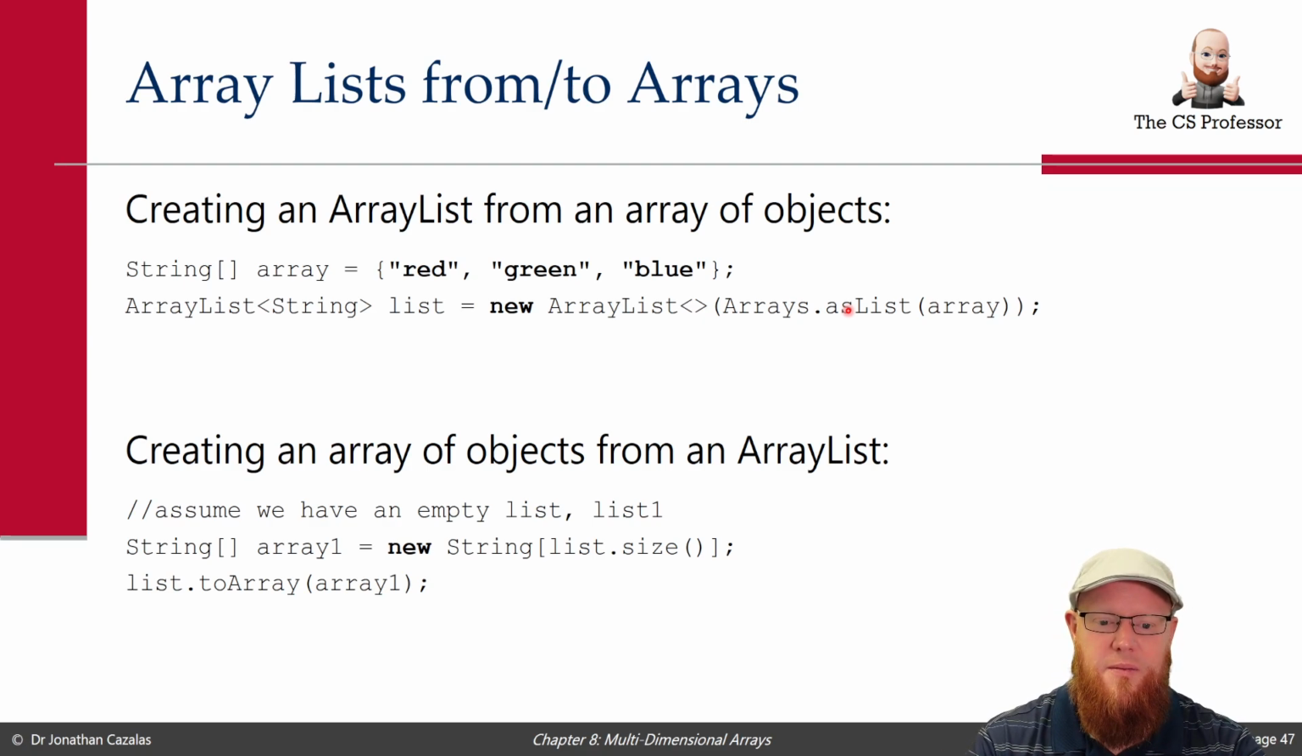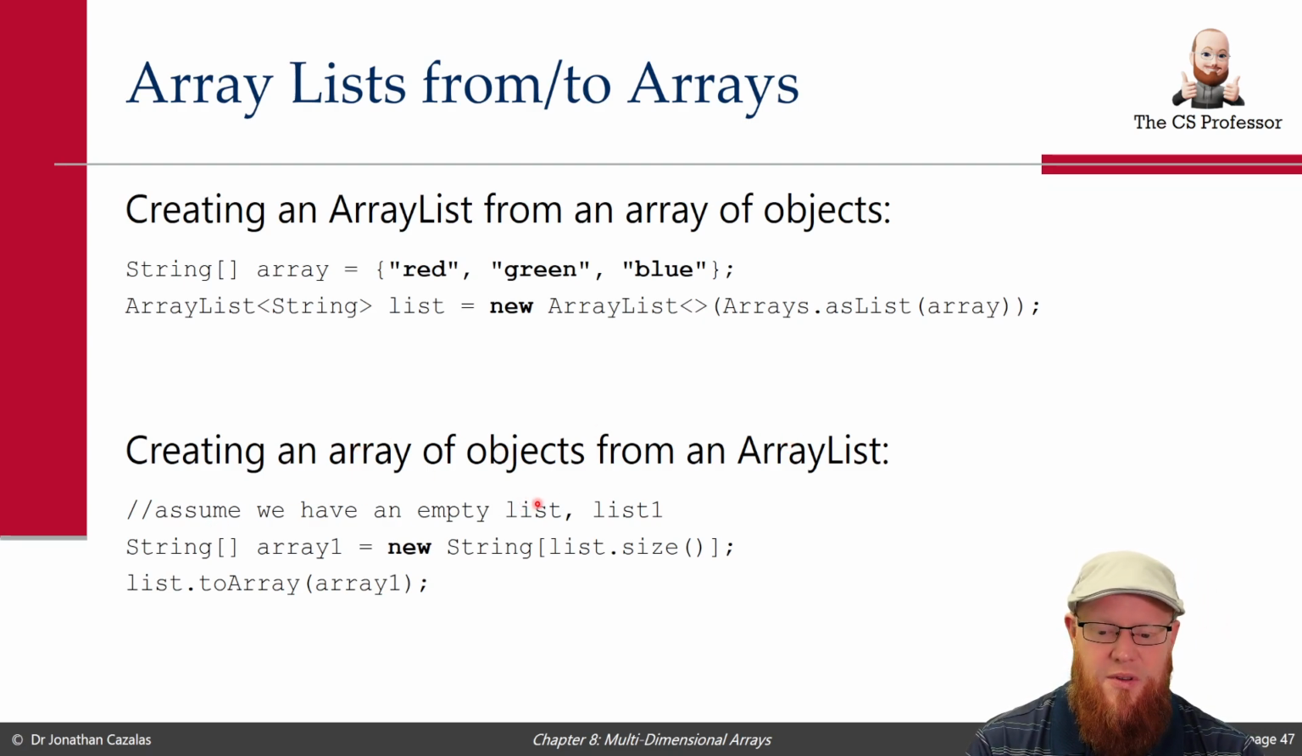Well, here's another method, Arrays.asList, and we send over the address to this array, and it then converts it to an array list, which gets saved into lists. We can also create an array of objects from an array list.